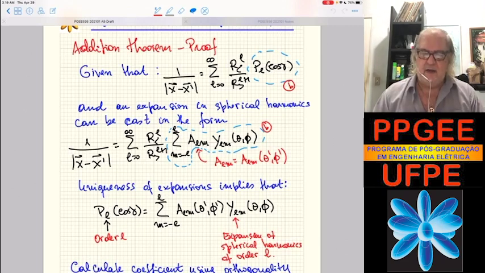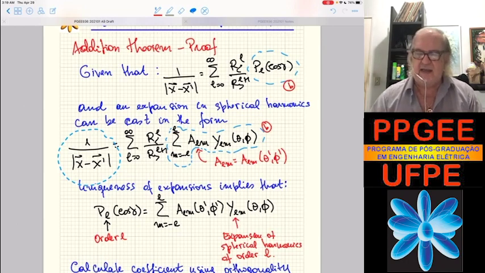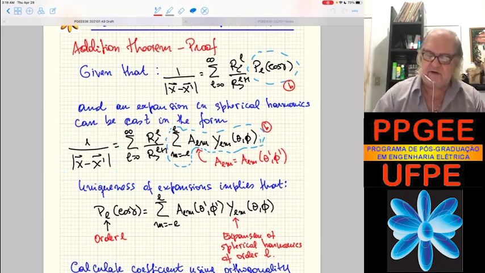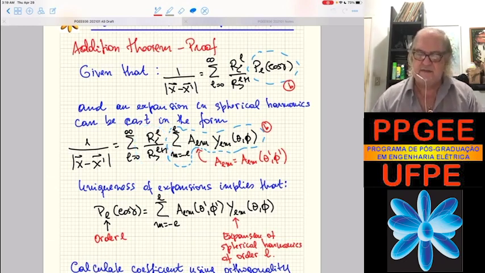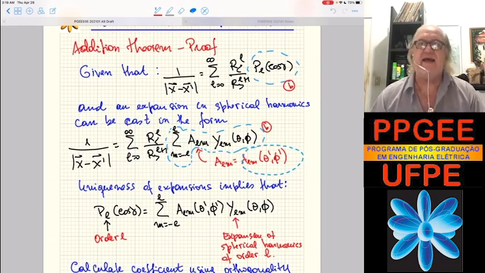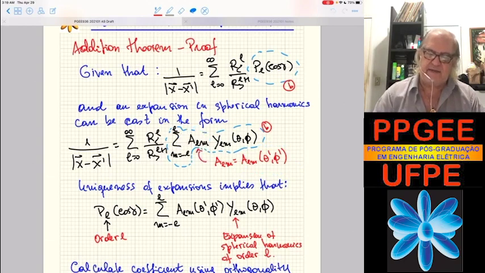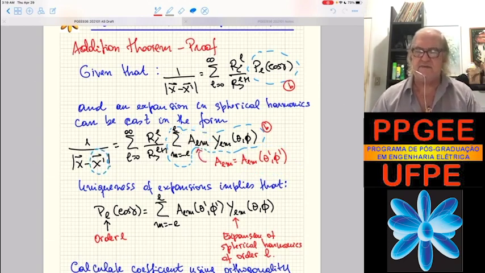We can also expand the same thing. This is a function of theta and phi. We can also expand as a function of spherical harmonics. We're going to have a coefficient, and a ratio of R smaller and R larger. And this coefficient here is going to be a function of the angle subtended by x prime. So these are supposed to be constant, but in fact they depend on the arguments of this function.